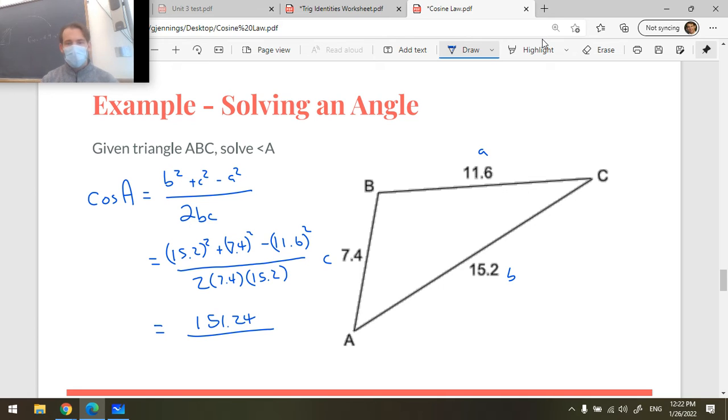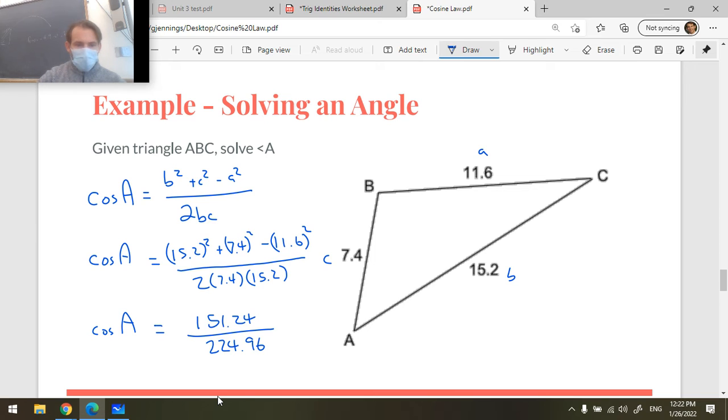And then 2 times 7.4 times 15.2 would be fun to do mental math, but I'm just going to do it on my calculator since it's in my hand. Equals 224.96. Okay, is that the angle that I'm trying to solve for? No. What is it? It's the cosine of that angle. No, I have to take the inverse cosine of both sides.